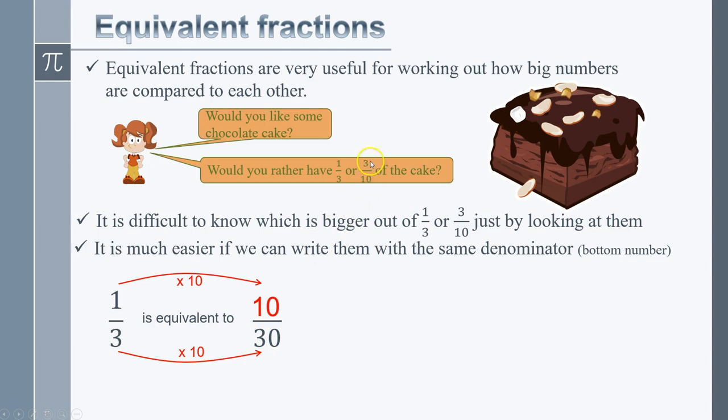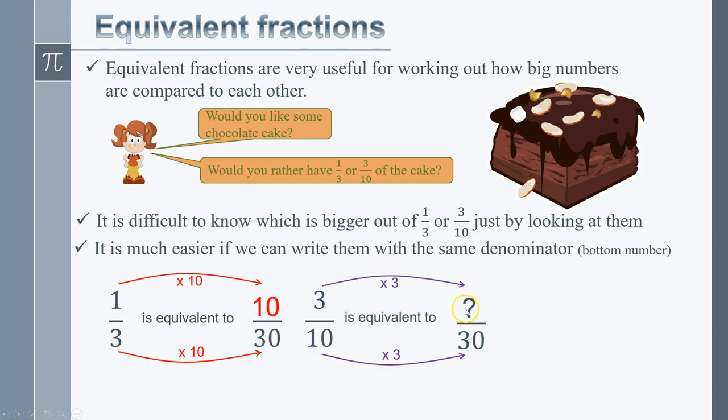Now let's have a look at 3/10. So 3/10 is going to be the same as how many 30ths? Again, what are we going to times by? Clearly we're going to be timesing by 3. 10 times 3 is 30. Do a times by 3 in the same way on the top. This number here is going to become 9. So there we go, 3/10 is the same as 9 30ths.